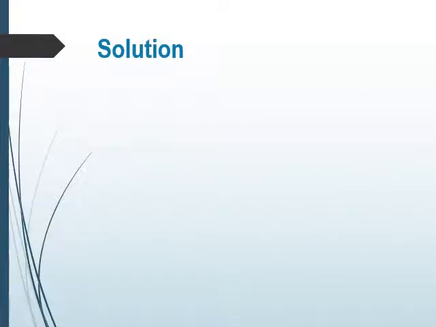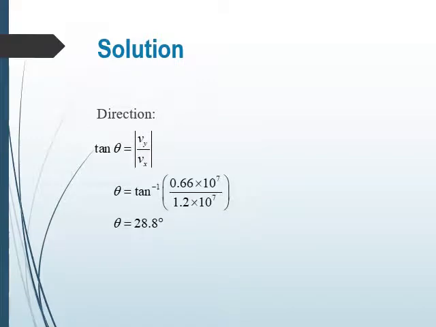Since velocity is a vector, don't forget about the direction. The direction can be determined by using tan theta equals vy over vx. Rearrange the equation and substitute the values of velocity into the equation. You will then obtain theta equals 28.8 degrees. Now, don't forget to describe the position of this angle. By looking at the values of vx and vy, since both of them are positive, this indicates that the angle is located in the first quadrant. Therefore, we can say it is located above the positive x-axis.